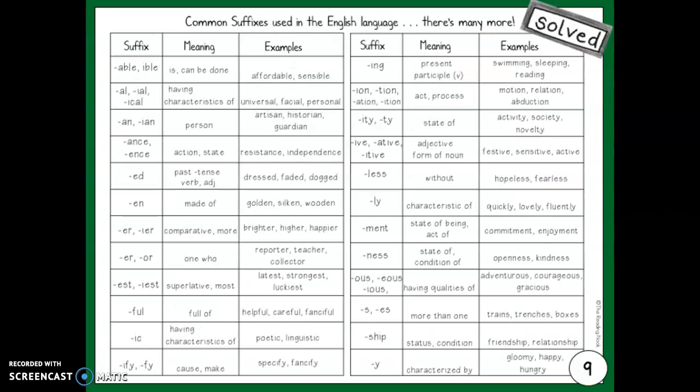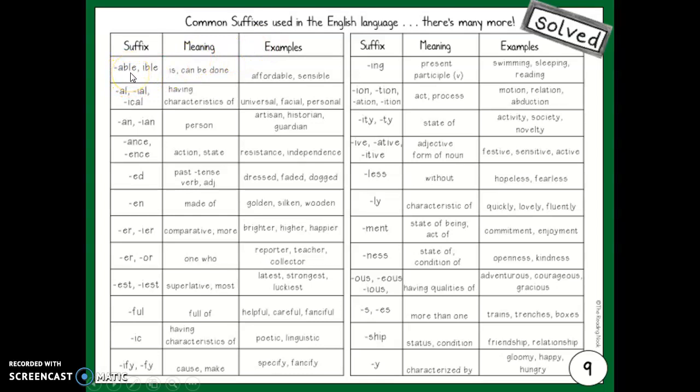Here is a list of very common suffixes used in the English language. Now remember, there's many more of them. This is just a list of common ones. If you'll remember, across the top we have the title of each of the columns. We have the suffix in this column, then the meaning of the suffix, and then the examples. So you could read it like this.